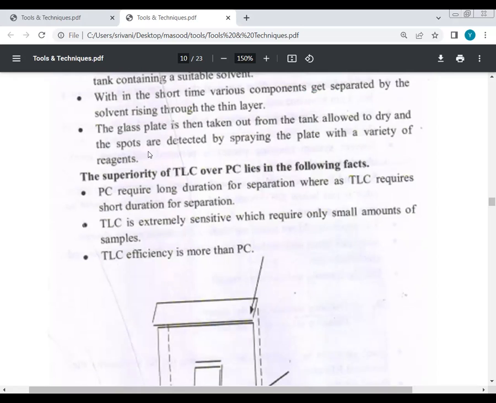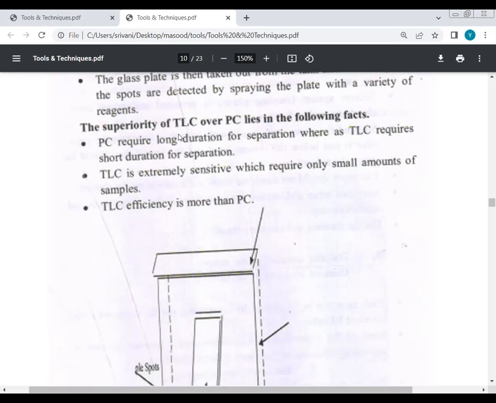The glass plate is taken out from the tank, allowed to dry, and spots are detected by spraying the plate with a variety of reagents. Okay, the superiority of TLC, thin layer chromatography, over PC lies in the following facts.